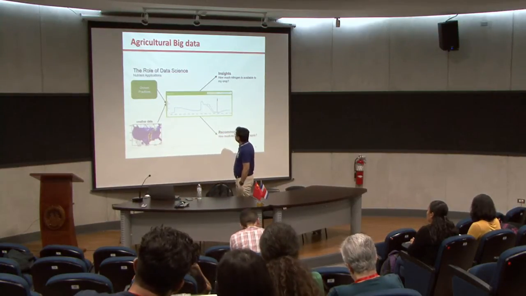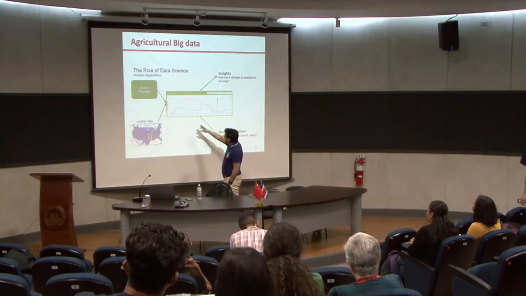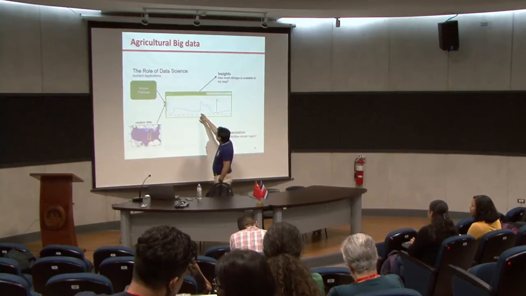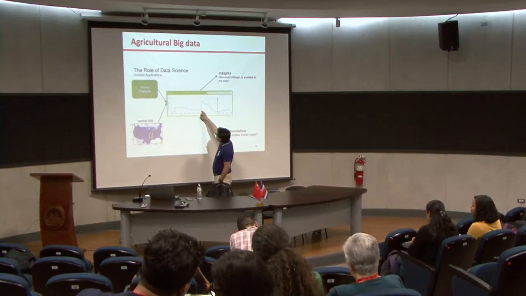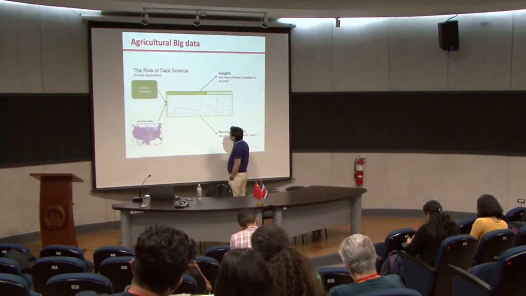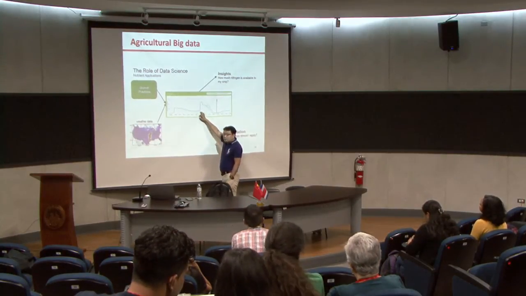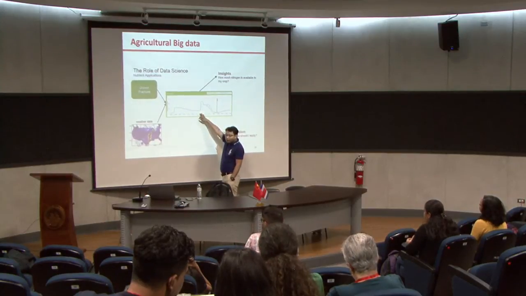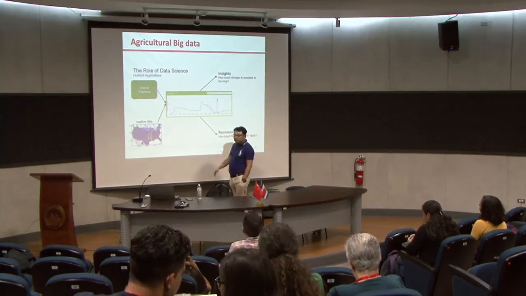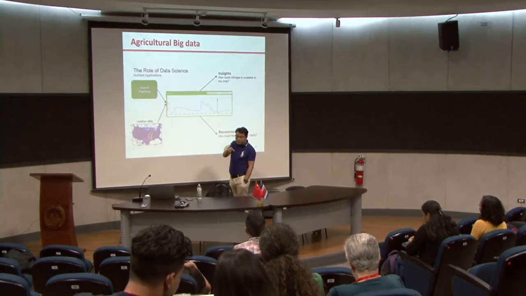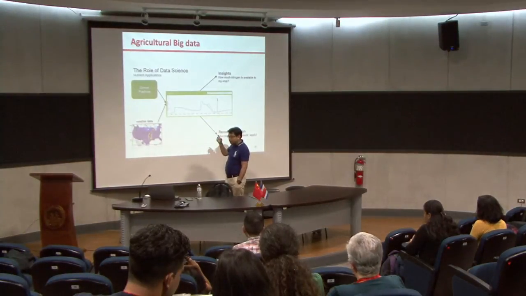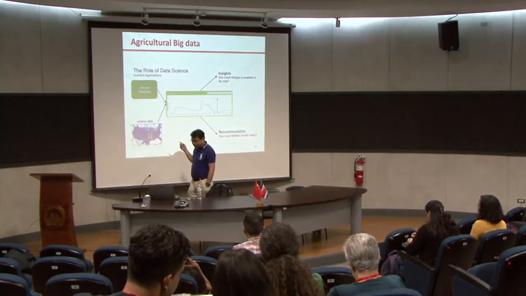This is an example. Based on the soil information, we can see there's a shortage of nitrogen at this stage. If the farmers know how much nitrogen is in the soil, and there is a shortage of nitrogen in his soil, he has to apply more nitrogen to his farm.